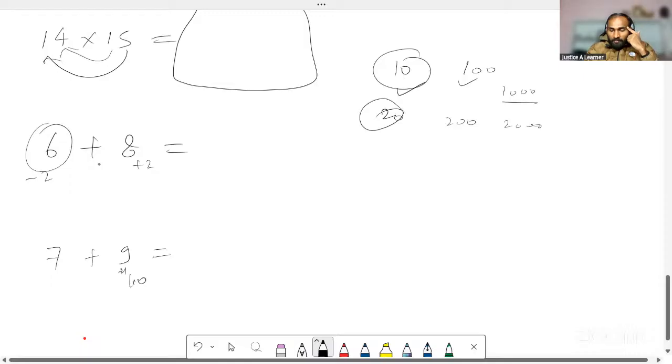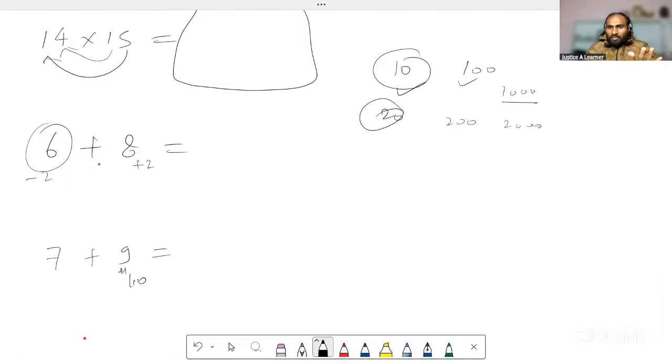This would go mentally. In the beginning, you may feel like you are writing it, but my brain will function like this. 9, okay, it needs 1. Give it 1, 10, and then remove 1 from there. 10 plus 6, 16. So this would work in this way.